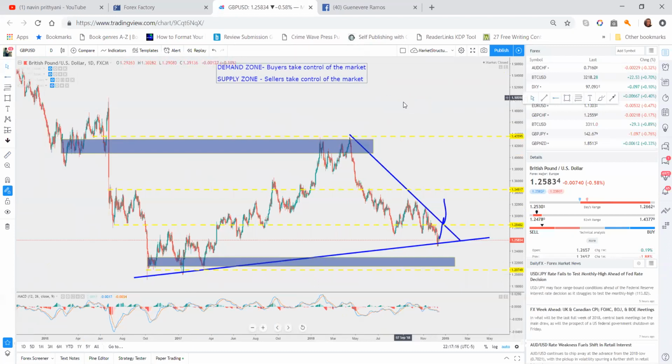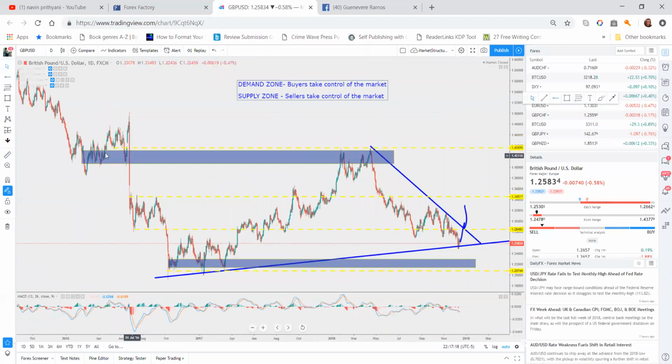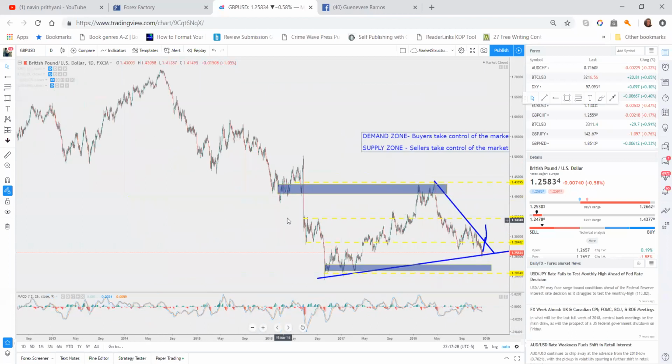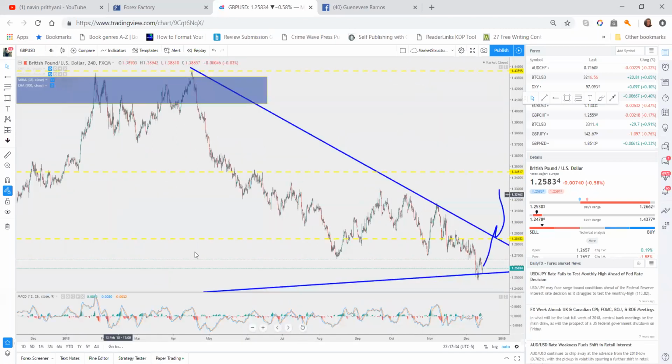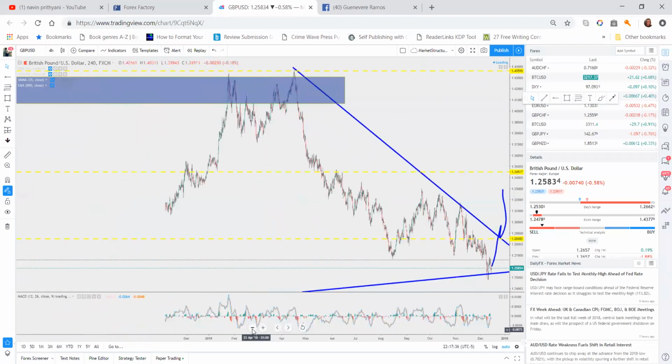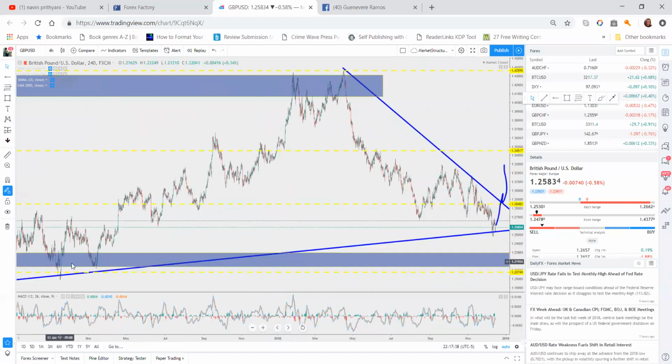And again, a demand zone is where the buyers took control of the market, and a supply zone is where the sellers take control. So I like to use just the rays on the larger time frames, but when I get down to the lower time frames, I do like to use the rectangles to give me a better picture of where to look.